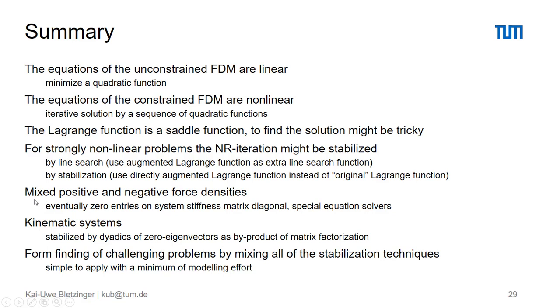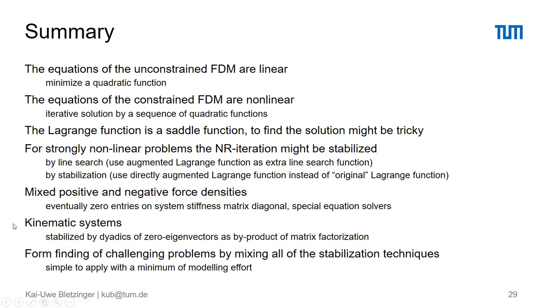If we deal with mixed positive and negative force densities, which is the case, for instance, if you have an arch bridge where the arch is in compression and you have hangers which are in tension, then it might happen numerically that eventually the entries on the stiffness matrix diagonal might be 0. That makes it eventually necessary that you take a special equation solver which is able to tackle this property, better to say, it's not a problem.